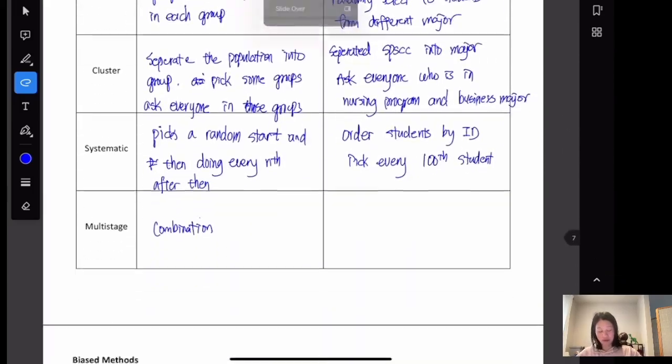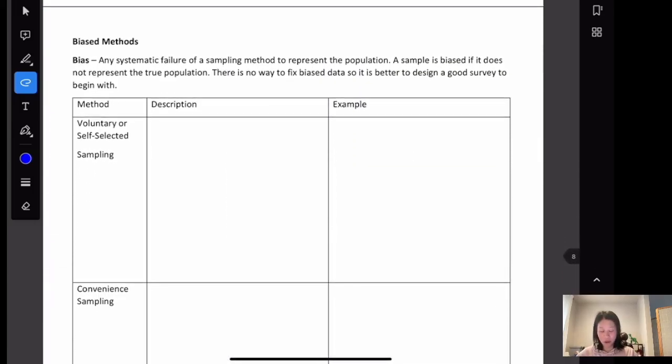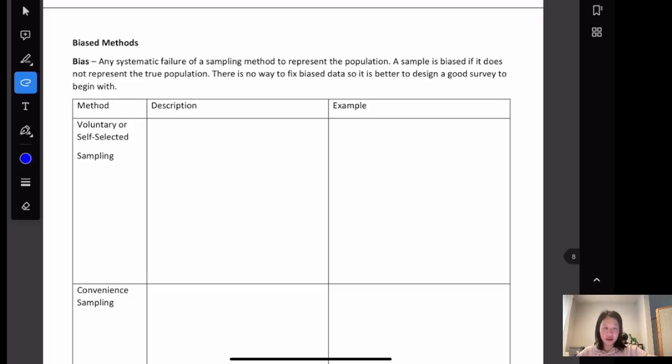When it comes to good, we definitely have something that is bad. We call it biased methods. So a biased method is any systematic failure of a sampling method to represent the population. A sample is biased if it does not represent the true population. There is no way to fix biased data, so it is better to design a good survey to begin with.